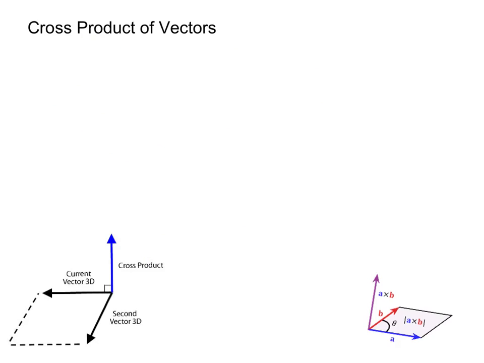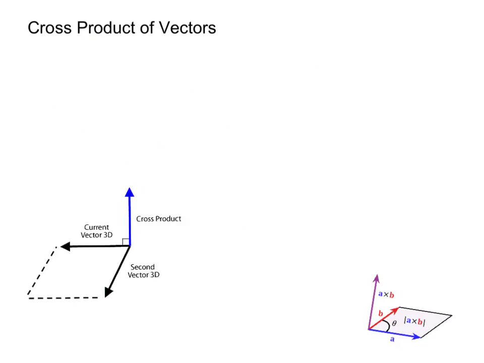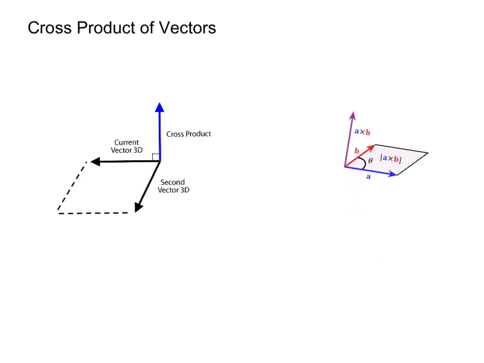Now for the cross product of vectors. First, what is it? Before we find it, let's figure out what it is we're finding.